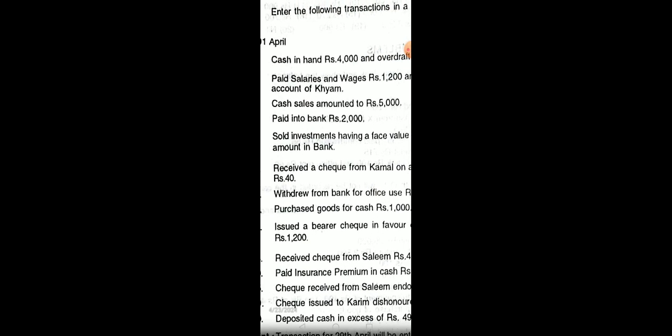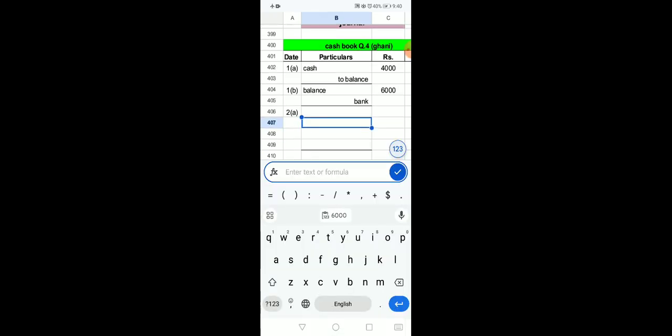2A is saying paid salaries and wages. Just focus on half of this transaction, paid salaries and wages. Since you are paying, it means cash is going out, due to which your cash in hand would be decreased. Cash in hand is your asset, asset is decreased, a decrease in asset should be credited, so you will mention cash on the credit side. For what purpose have you paid this cash?